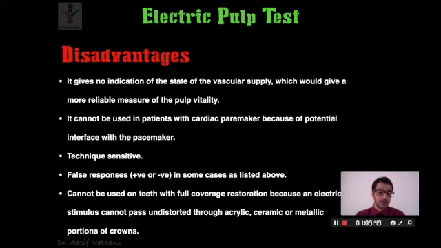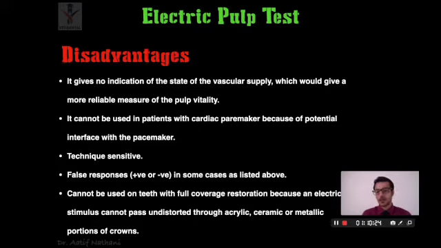Now, disadvantages. You need to know these, and you need to write them down when you are writing the theory paper. It gives no indication of the state of the vascular supply, which would give a more reliable measure of pulp vitality. It cannot be used in patients with a cardiac pacemaker because of potential interference with the pacemaker. It's technique sensitive; you need to be very careful while using your electric pulp tester. False responses, which can be positive or negative in some cases, as listed above.